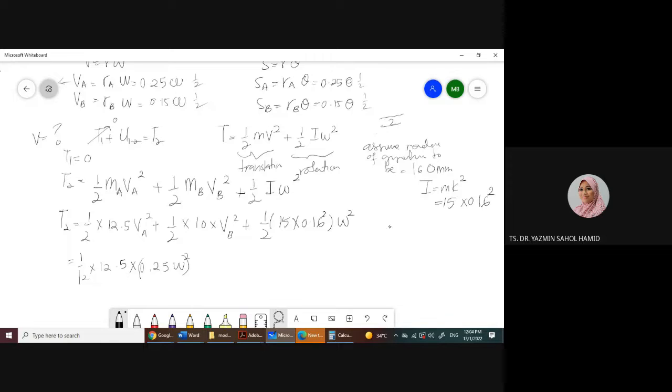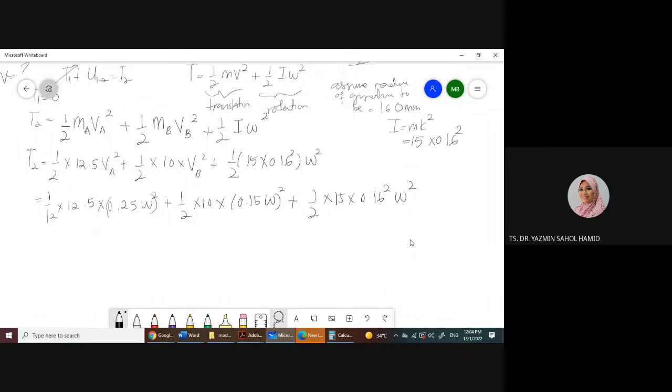Okay. Betul lah. 1 per 2 kali 10 kali 0.15 omega. Ni jangan lupa squared. So semua dalam sebutan omega squared dah sekarang. Betul tak? Okay. Tolong dapatkan jawapan ni. Jawapan ni mesti dalam omega squared. Okay. Alright. So ini untuk kinetic energy. Okay, sambil-sambil you cari tu, saya teruskan ya untuk work.